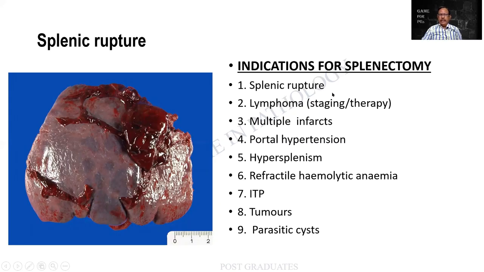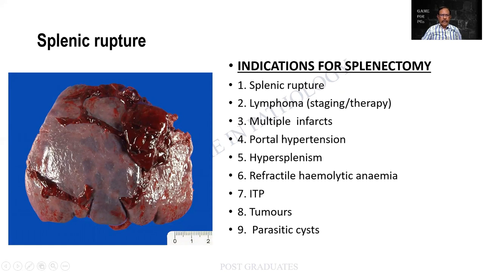Any splenic rupture, it is a surgical emergency, it has to be removed. Lymphoma, sometimes we do it for staging and therapy. Multiple infarcts, we'll have to do it. Portal hypertension, rarely it is advised. Hypersplenism, refractory hemolytic anemia, as in the case of spherocytosis. ITP, tumors, parasitic cysts. These are all some indications of splenectomy. Please do have it in mind, and there should be a logical sequence with which you should answer.